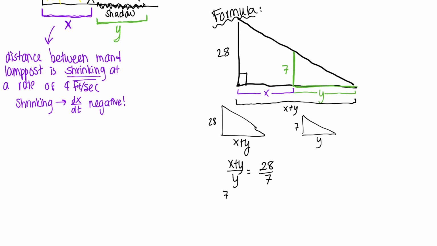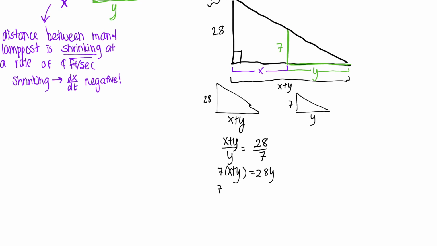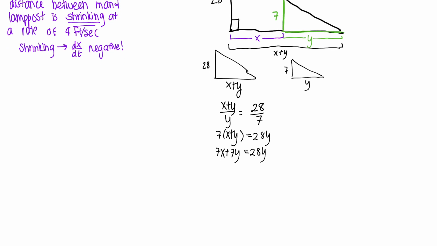So you have 7 times x plus y equals 28y. 7x plus 7y equals 28y. And, you know, we could get the y's on one side and the x's on the other. It doesn't matter. You could do it anyway, but it's easy to combine stuff now. So we'll combine and we'll just move the 7y over. So we'll have 7x equals 21y. This is the formula we're going to use.